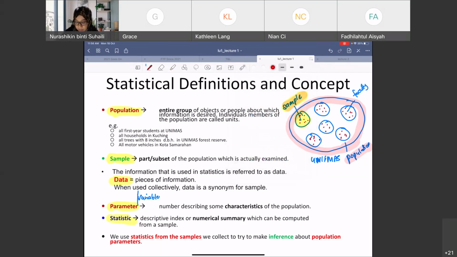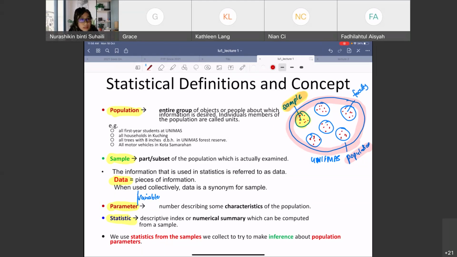So when we have the information of many samples inside the population, we call it population data. Basically it's pieces of information that describe something: height, gender, hometown, characteristics or features of students, whatever. And then parameter or variable, a number describing some characteristics of the population. Normally parameter and variable, I would say, are about the same.